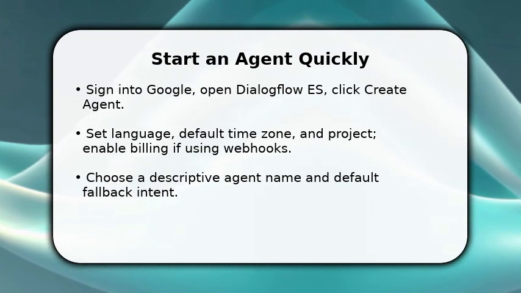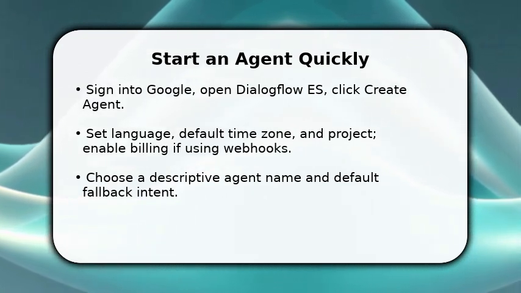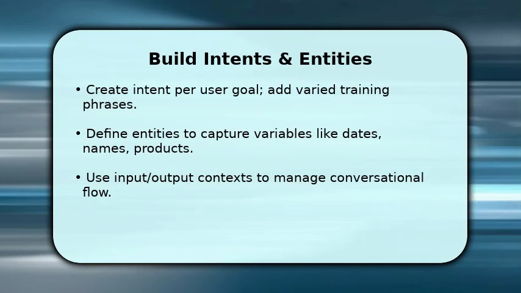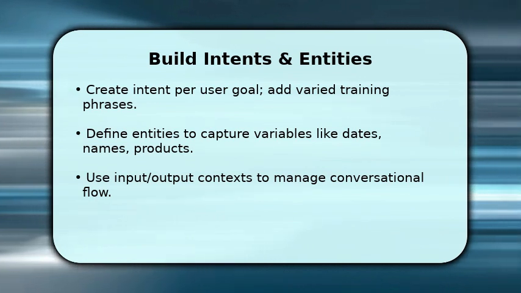Now you'll create the core conversational pieces. For each user goal, add an intent and populate it with diverse training phrases so the model generalizes. Include short and long examples. Define entities when you need to capture variables like dates or product names, and map those entity values to parameters.